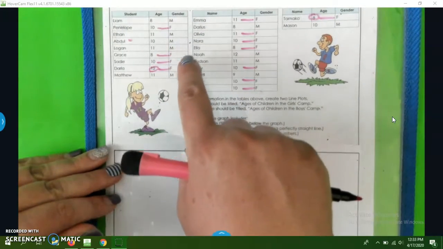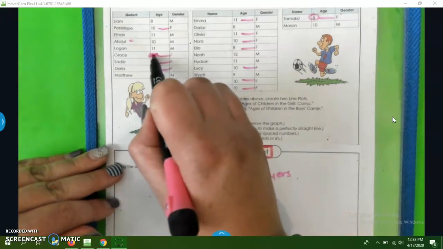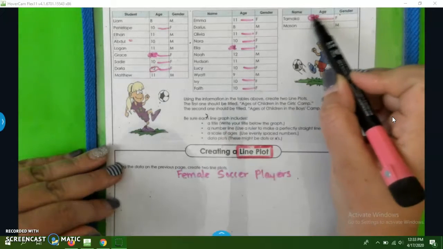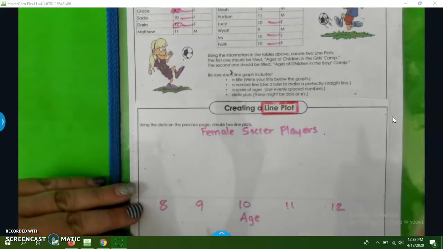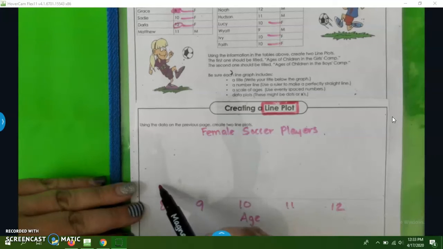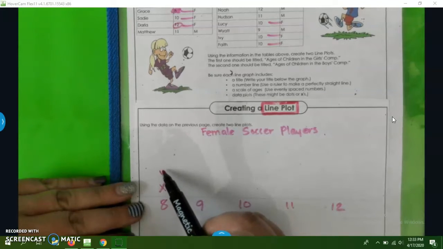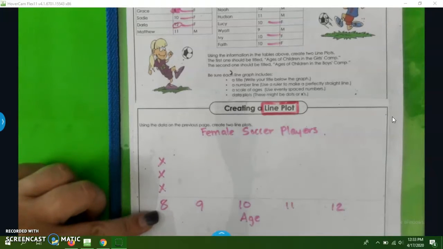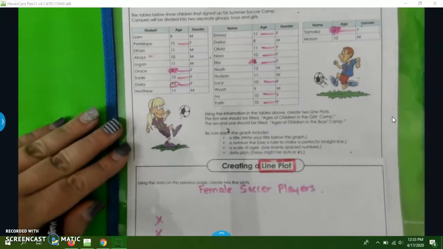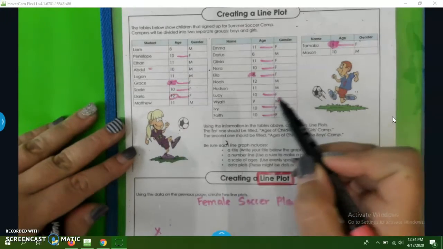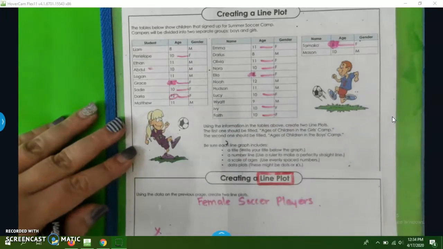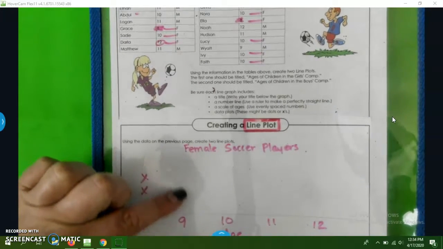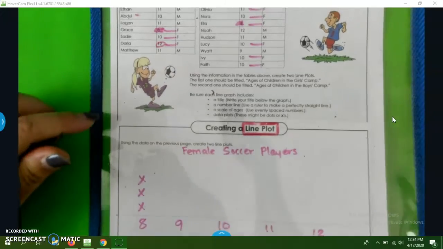So I'm going to go find all my female 8-year-olds that I've marked. And that is 1, and 2, and 3. So we have 3 8-year-old female soccer players. A lot of times they use dots or X's on their line plot. I'm going to put 3 X's to show that there are 3 players that are 8 years old. Next, I'm going to go look for my 9-year-olds. I'm going to find that there are no 9-year-old players that are girls. So I'm just going to leave this section of my line plot blank to show that there are no female soccer players who are 9 years old.